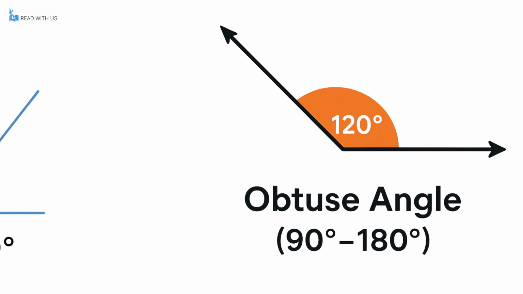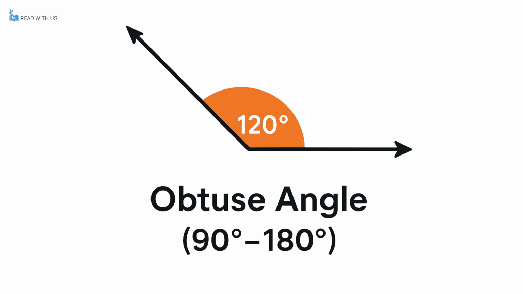Obtuse angles are angles that are greater than 90 degrees but less than 180 degrees. They are wider than right angles. For example, 120 degrees is an obtuse angle.